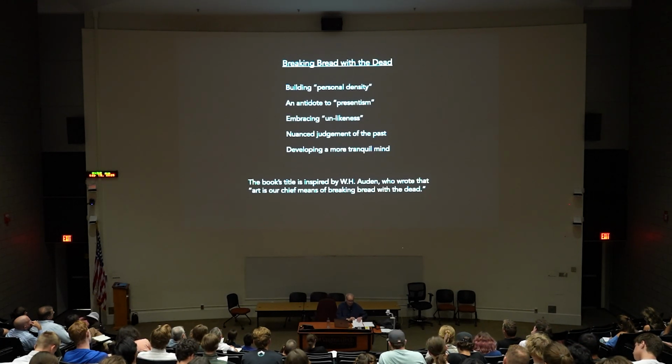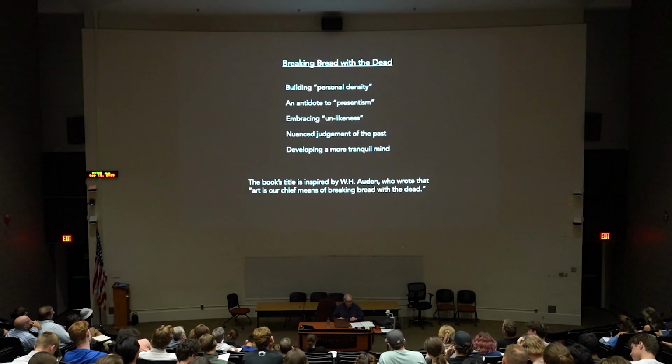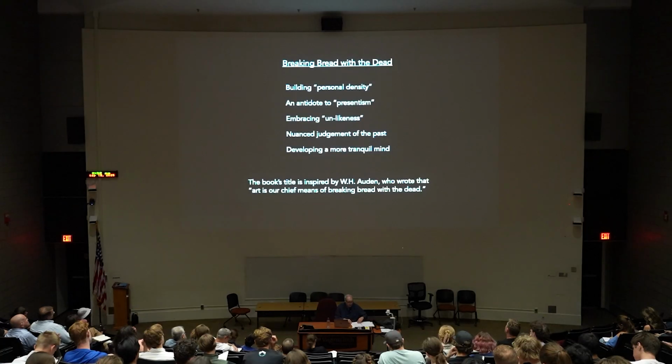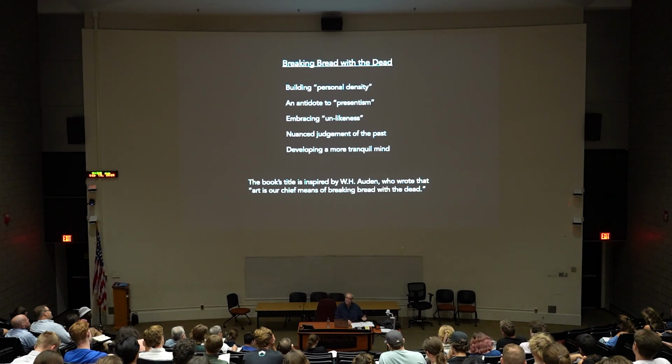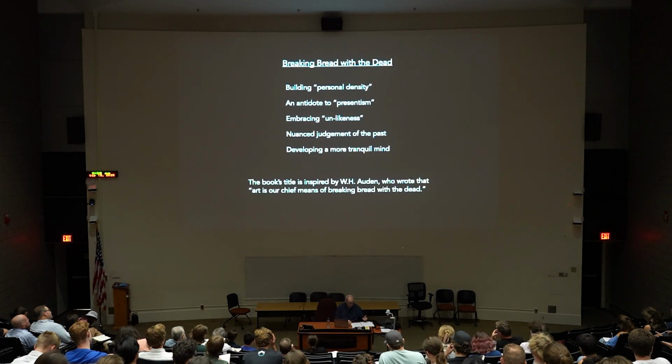And then embracing unlikeness. The book emphasizes the greatest value often comes not from finding figures in the past who confirm our own beliefs, but from encountering those whose worldviews and values are profoundly different. These differences challenge assumptions and force deeper reflection. And then nuanced judgment of the past, which is to have a critical engagement with historical figures, but also not to refuse to engage with historical figures because of cultural differences or the sets of things that were going on in any given moment in time.